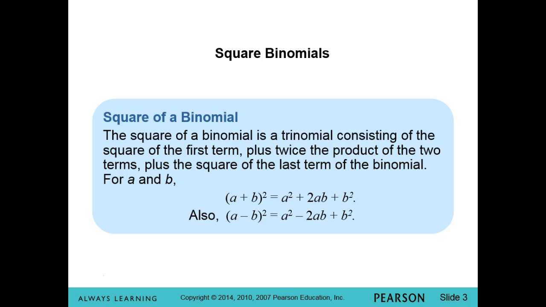Consisting of the square of the first term. Here a is the first term, square it, you get a squared. Plus twice the product of the 2 terms. The 2 terms are a and b, so a times b is ab, twice that would be 2ab, right? And plus the square of the last term, plus b squared. Now, even if the second term is negative, square of the first, a squared, the product of these 2 terms would be minus ab. Twice that is minus 2ab, plus b squared.